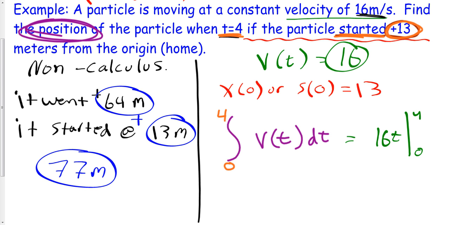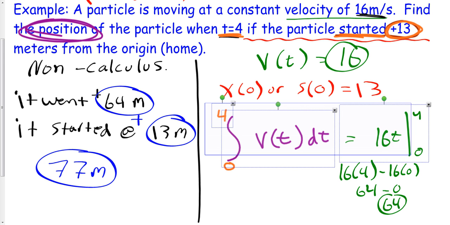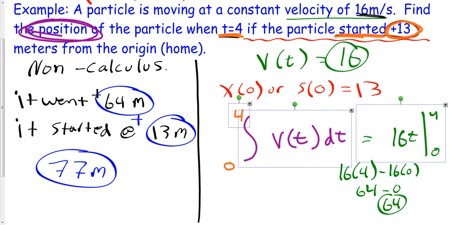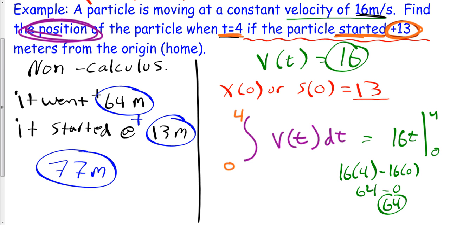I mean, you're kind of thinking now that this is just what we did already. 16 times 4 minus 16 times 0, which is going to be 64 minus 0. So 64 is how much it changed. But the problem is that this hasn't really given us the whole picture. Because what happened is that it started at 13. So it's 13 plus whatever happens from 0 to 4.